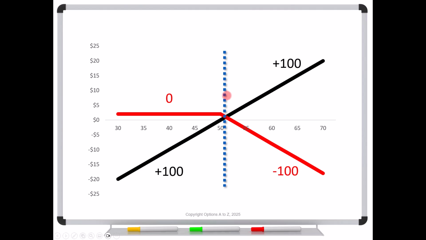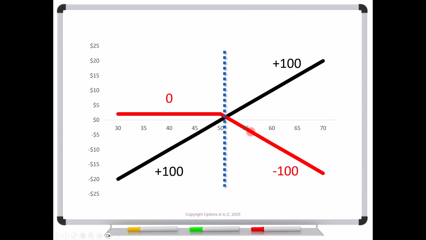To the left of the blue line we have plus 100 plus 0, which is what? Plus 100. I should have 100 deltas to the left of the blue line, which is that black line. Over on the right, what happens? I get plus 100 combined with minus 100 gives me 0. So to the right of the blue line here, we should flatten.